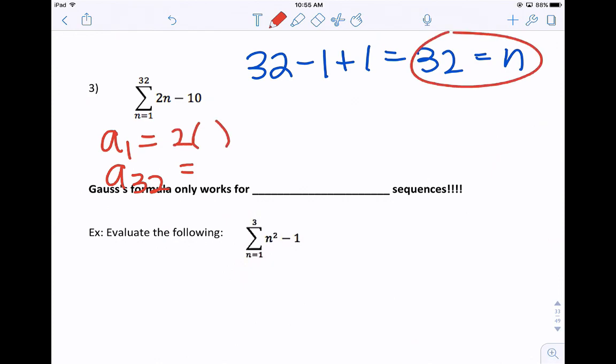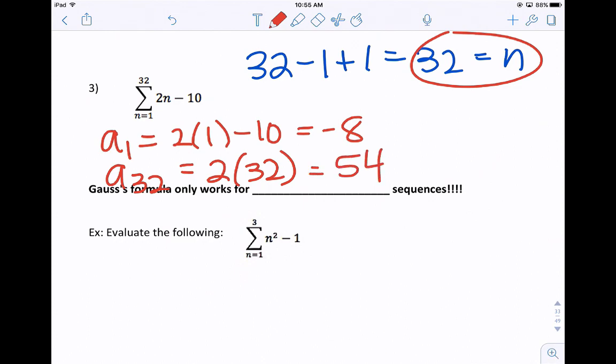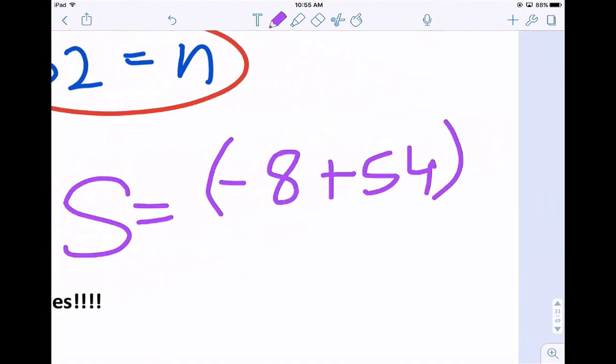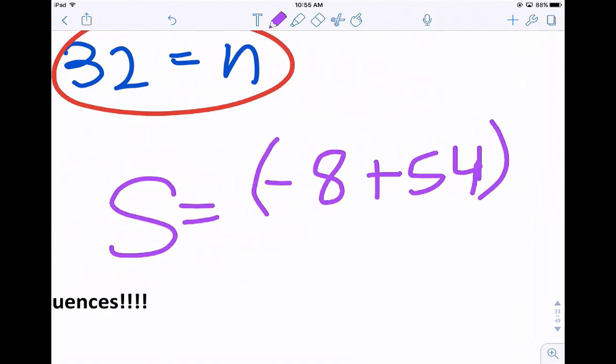So here's the first term, 2 times 1 minus 10. 2 minus 10 is negative 8. Last term, 2 times 32, which is 64, minus 10, which is 54. Okay, so let's plug into our sum formula. The sum formula is first term, -8, plus last term, 54, times the number of terms divided by 2.